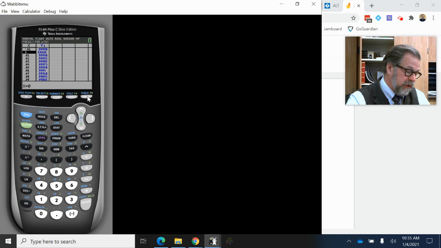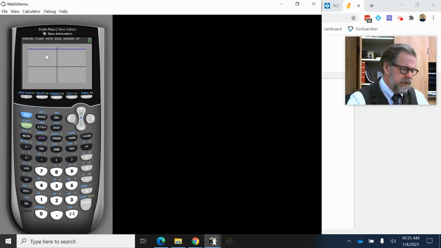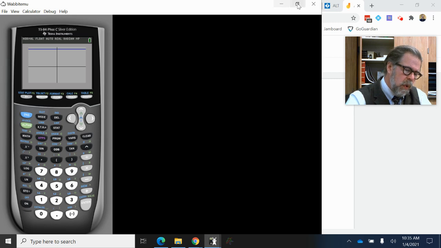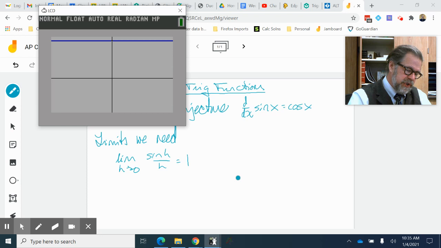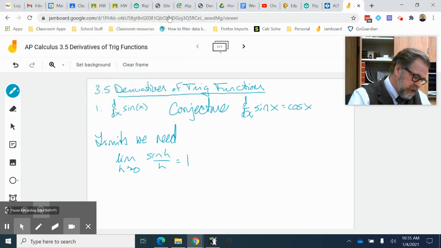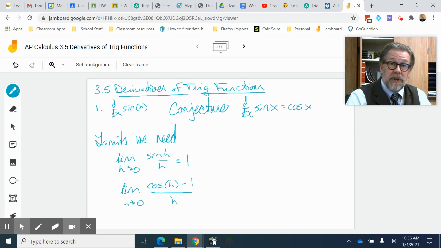And we can also see this on the graph. So when we look at the graph of this, and I've already zoomed in on this, you can see that it sure looks like it just approaches 1. So we're going to say that the limit of sine of h over h as h goes to 0 is 1. And the second limit that we need is going to be this one, which is the limit as h goes to 0 of cosine of h minus 1 all divided by h.